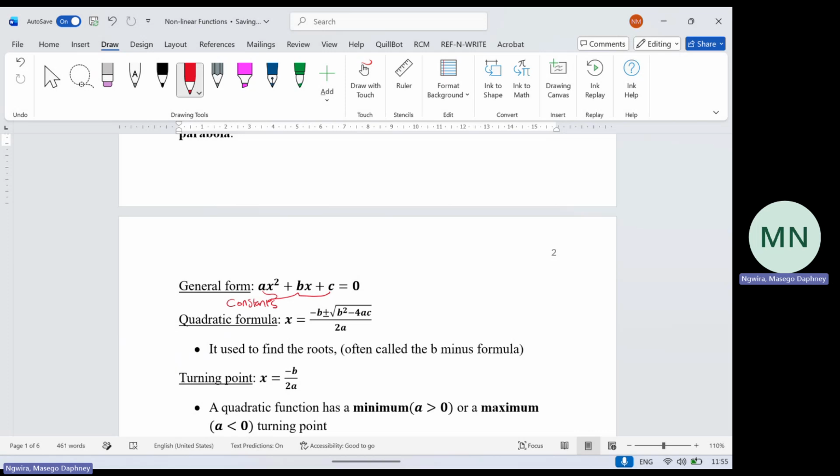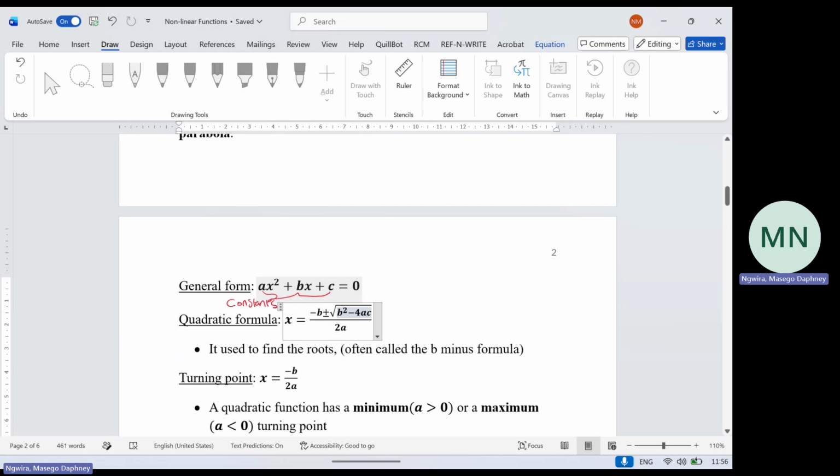And then we have what we call the quadratic formula. A quadratic formula is a formula that helps us find the roots. It helps us find the solution of x in our function. So when you want the solution of x in your function, you use this formula, which is negative b plus or minus the square root of b squared minus 4ac, over 2a. Your a, b, c being these constants from your function. You'll understand when you do more examples.